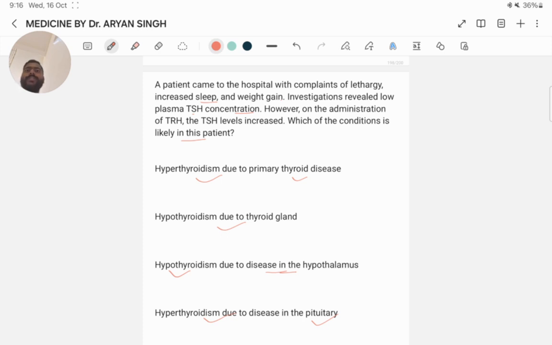When the hypothalamus senses low levels of the thyroid hormones T3 and T4 in the bloodstream, it releases thyrotropin releasing hormone, TRH. TRH stimulates the anterior pituitary gland to release TSH, which in turn stimulates the thyroid gland to produce and release T3 and T4. In this patient, the hypothalamus is not producing sufficient TRH, leading to decreased stimulation of the pituitary to produce TSH.